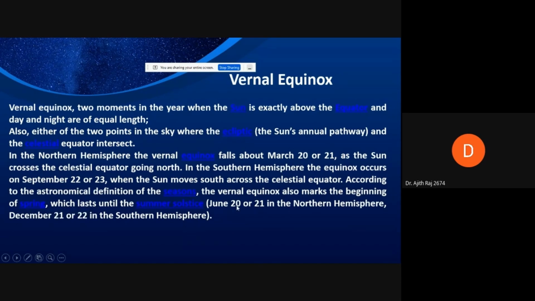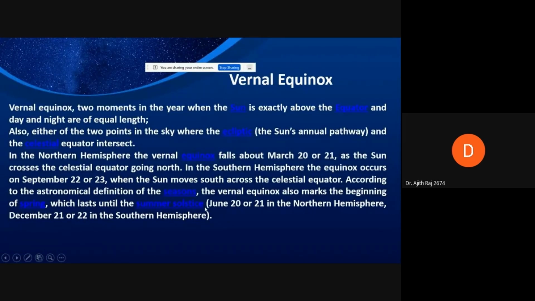Okay, so it will be from March 20 or 21 in the northern hemisphere. So that we will take as a reference mainly, which lasts until the next summer solstice, June, from March 2021 to June 2021 in the northern hemisphere. And at the same time, in the southern hemisphere, it will be December 21 or 22.